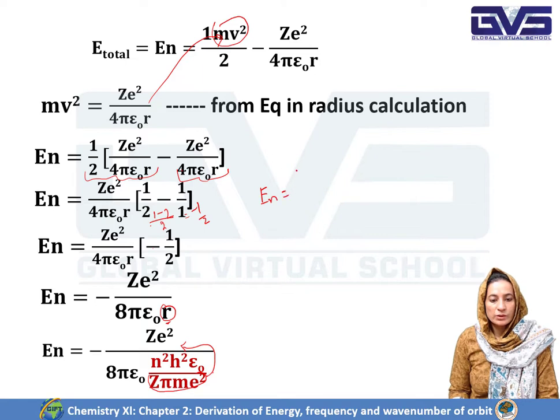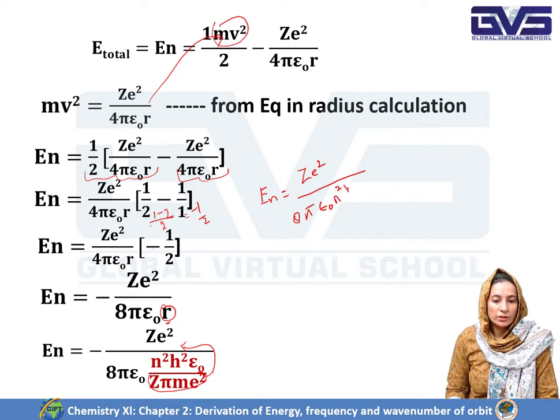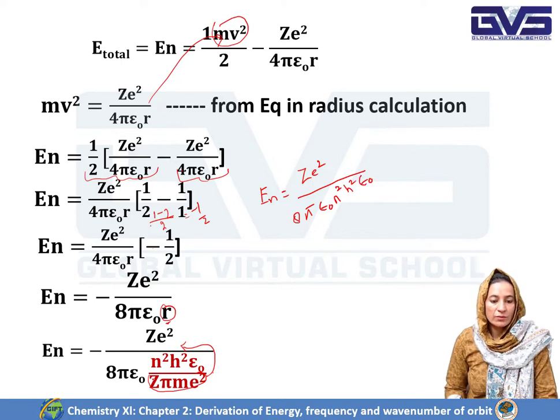E_n equals Z squared over 8 pi epsilon. This is the previous value. So this n squared h squared epsilon will be kept here, n² h² ε, and of these factors, the 2π in the denominator we will take upward to the numerator, 2π² m e². So you can cancel the common factors, and add Z squared, this Z and Z, e squared.